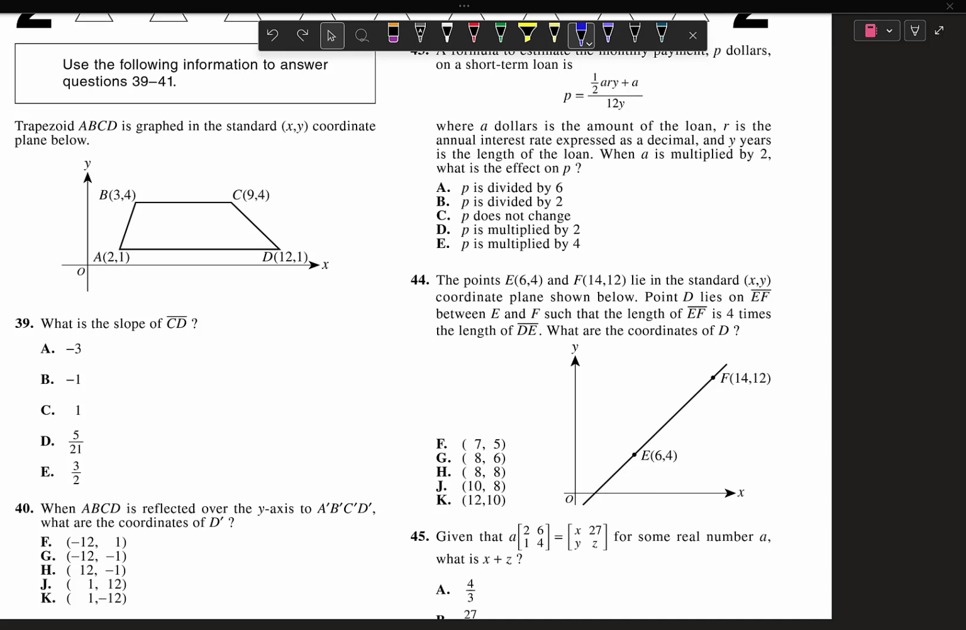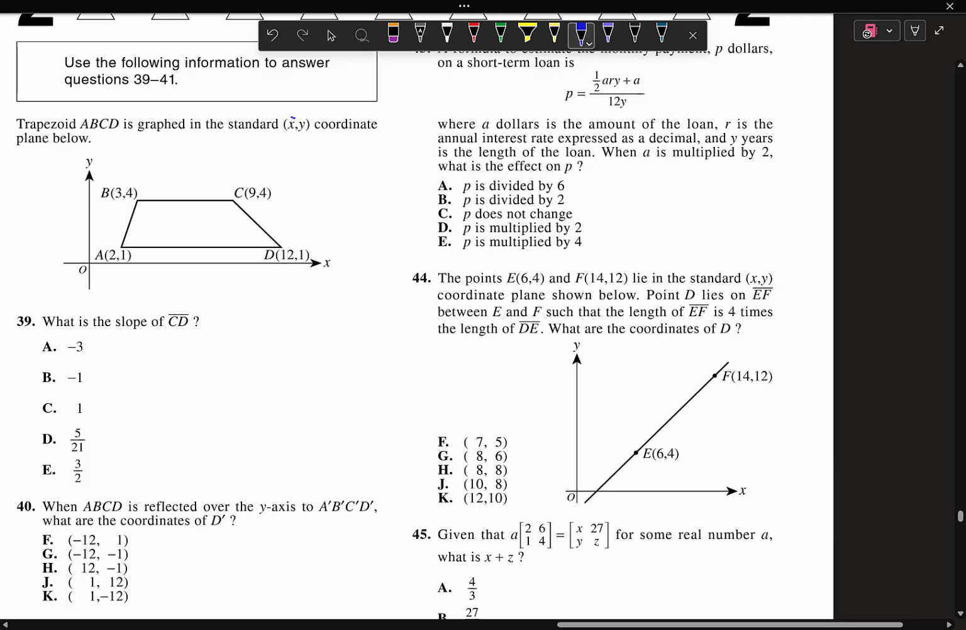All right, question 39. Trapezoid ABCD is graphed in the standard coordinate plane below. What is the slope from point C to point D? So first off, I notice it is a negative slope because we are going downhill from left to right. So right off the bat, we know it's none of these three.